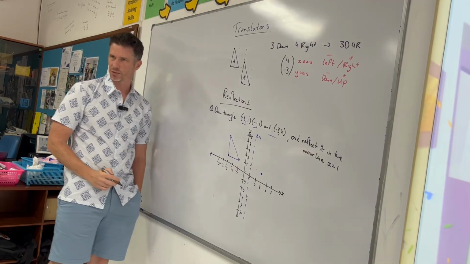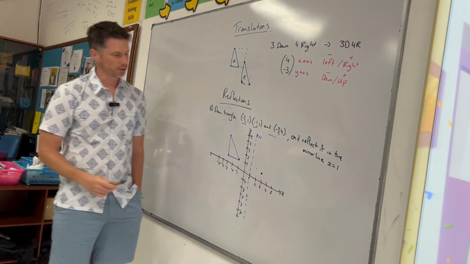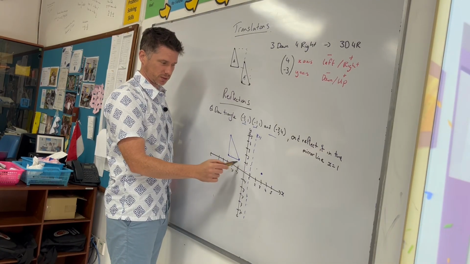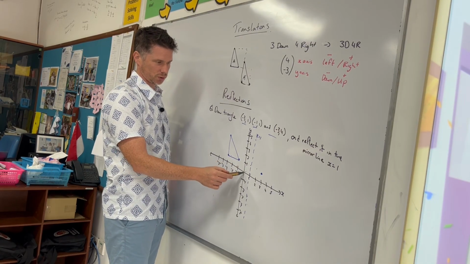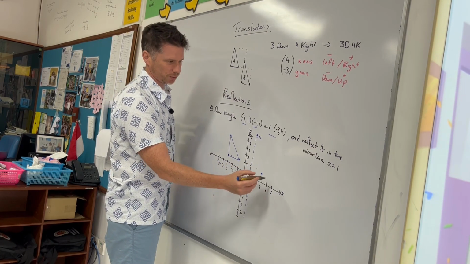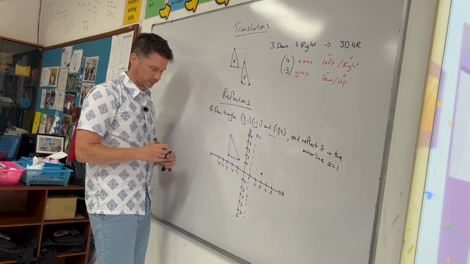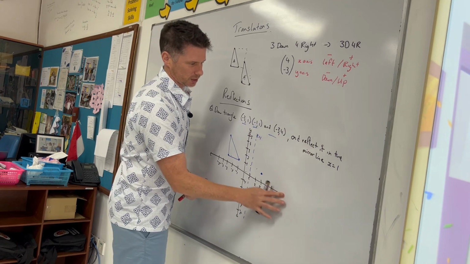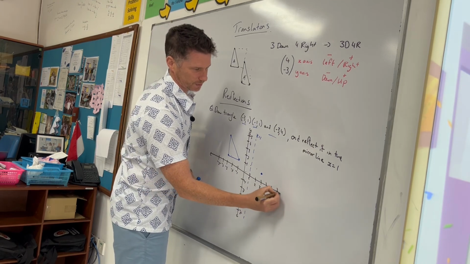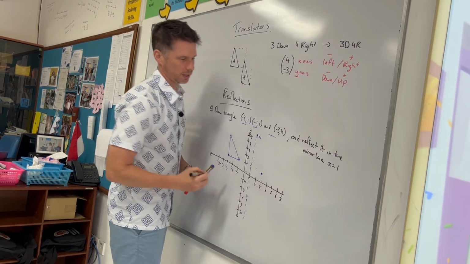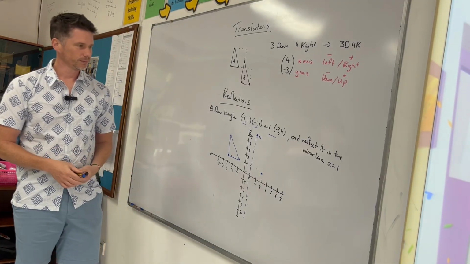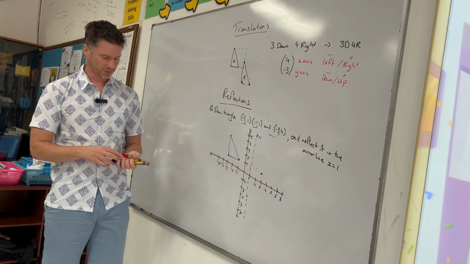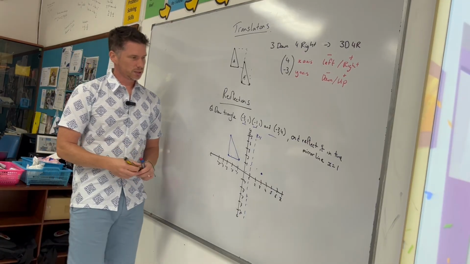My scale is dodgy because I don't have a ruler here that's big enough. This one is 4 boxes away from the mirror. So if you count them, 1, 2, 3, 4 away. So its buddy's going to be 4 away on the other side. Now I haven't drawn a large enough Cartesian plane. That was on me. I needed to go up to 7, like the last one. Or did I? I don't know. But let's have a look. I think I need to go up to 5, not 7. So let's do that again.